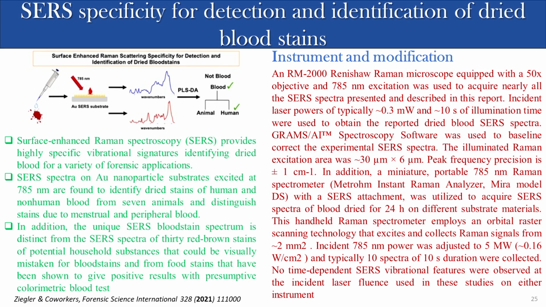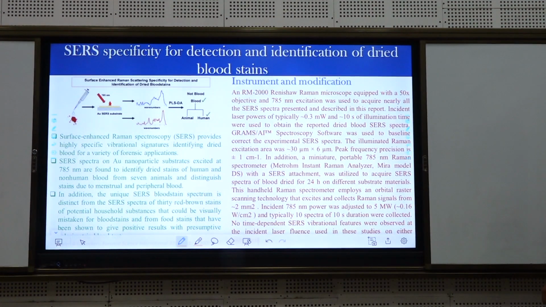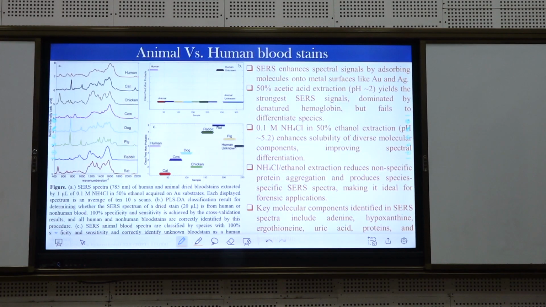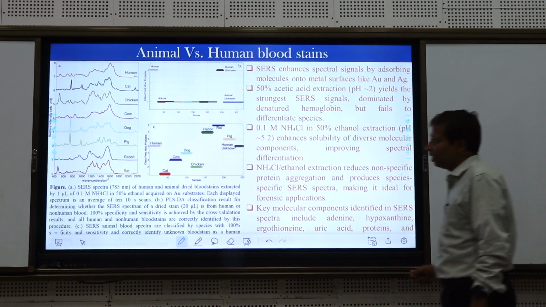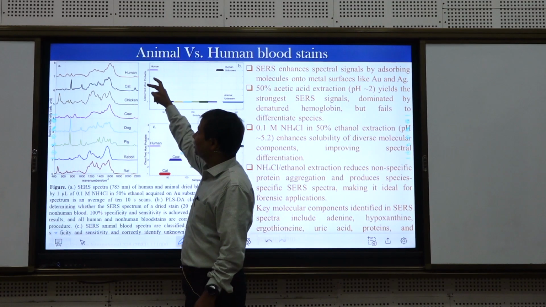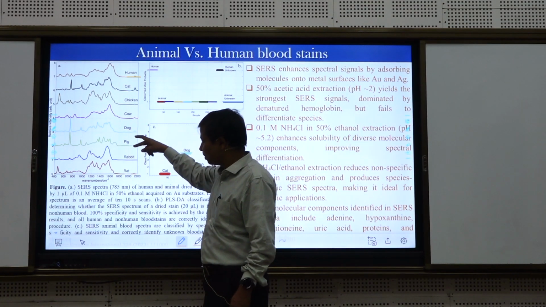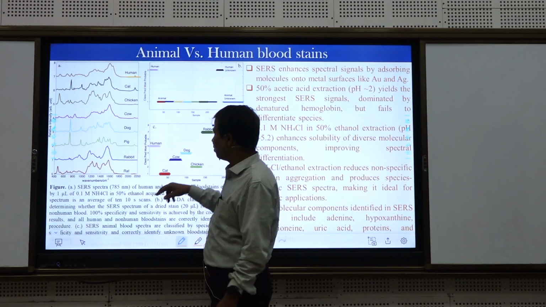So this one is a search from the dried blood sample. Whether a dried blood sample can be used for Raman spectrum measurement, they have reported this. And this one is whether the blood is from human or animal. So they have taken the Raman spectrum of all the different types of blood. This one is the human, then cat, chicken, cow, dog, pig, rabbit and rat.